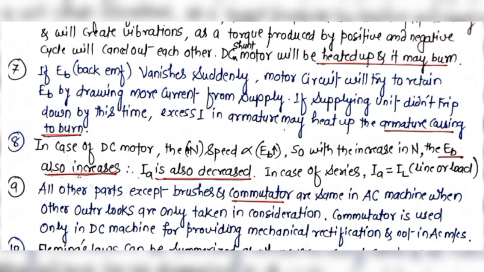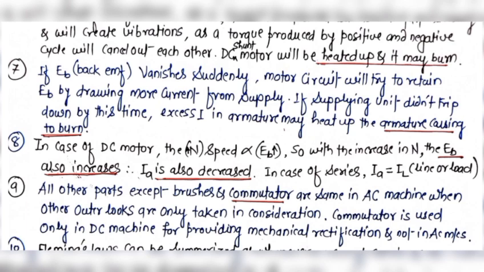If EB, the back EMF, vanishes suddenly, the motor circuit will try to retain back EMF by drawing more current from the supply. If the supplying unit doesn't trip by this time, excess current in the armature may heat up the armature, causing it to burn. In case of a DC motor, the speed is directly proportional to back EMF.